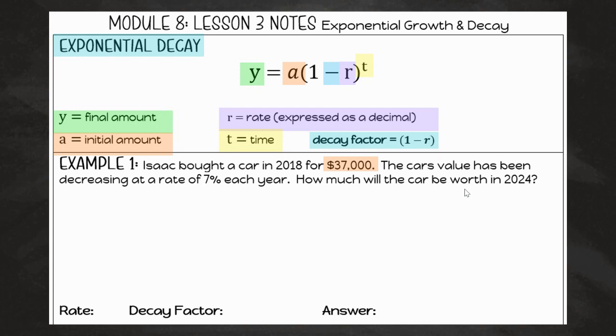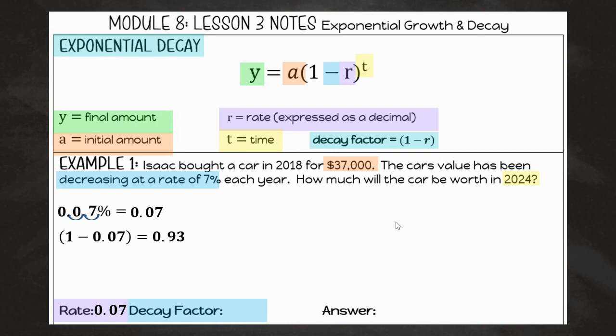Isaac bought a car in 2018 for $37,000. So that's going to be our initial amount. The car's value has been decreasing at a rate of 7% each year. So what you need to find is how much the car will be worth in 2024. So the rate is going to be your 7%, but remember, you have to convert that 7% to a decimal, so it's going to be 0.07. So our decay factor will be 1 minus 0.07, which is 0.93.